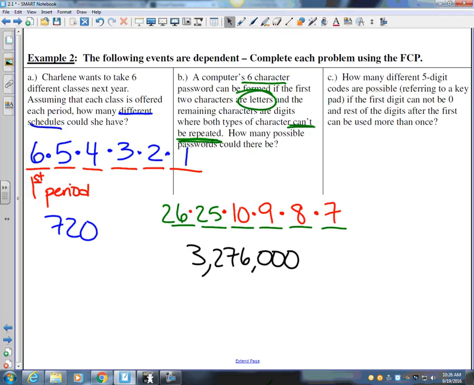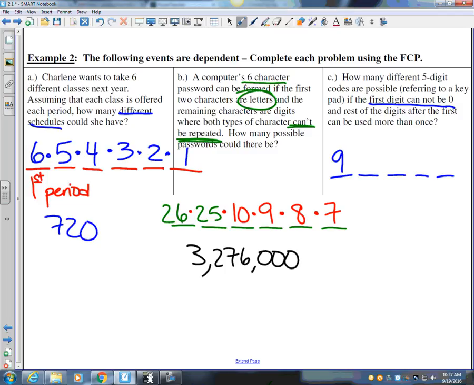Okay. All right, C, how many different 5-digit passcodes are possible if the first digit cannot be 0 and the rest of the digits after the first can be used more than once? Keith, how many blanks for this one? 5. Gracie, what did they tell you about the first blank? It can't be 0, so how many choices do you have, Gracie? 9. The first digit cannot be 0, so you're only left with 9 numbers. 1, 2, 3, 4, 5, 6, 7, 8, 9.